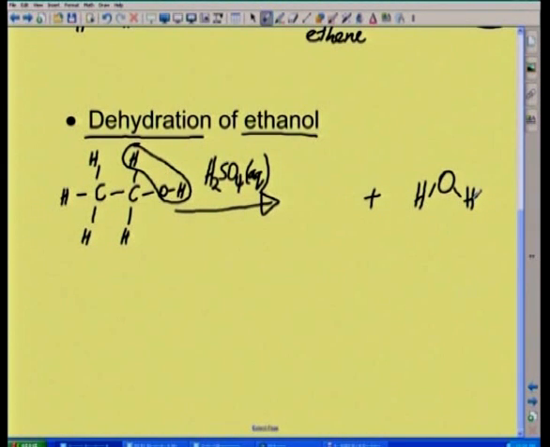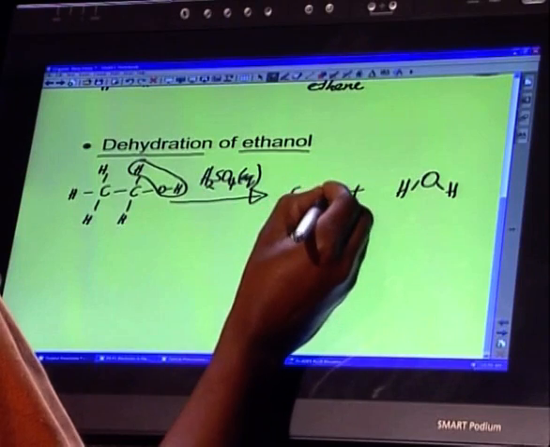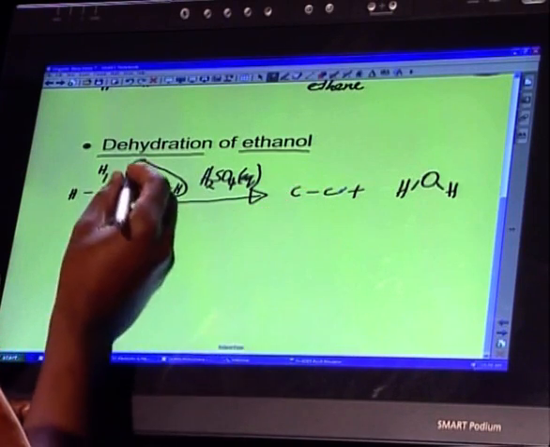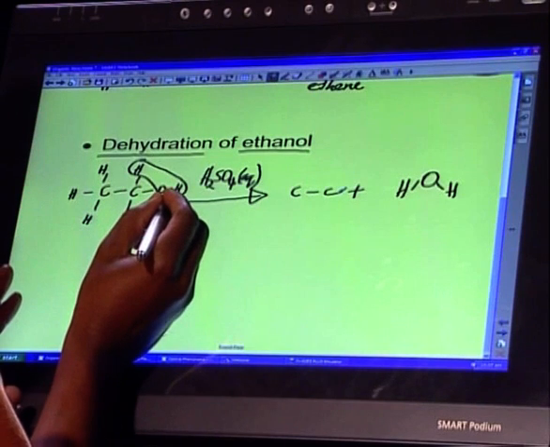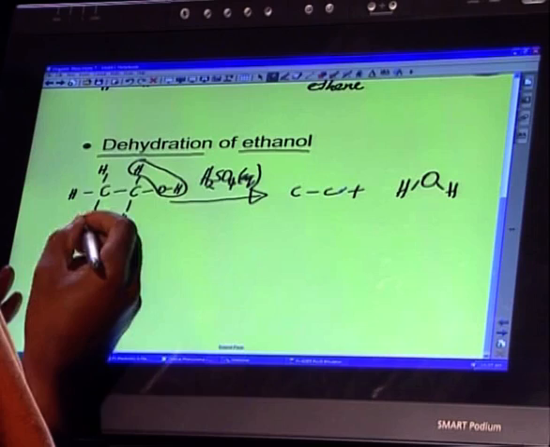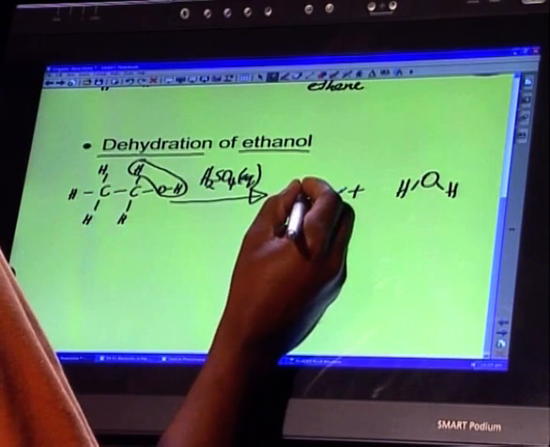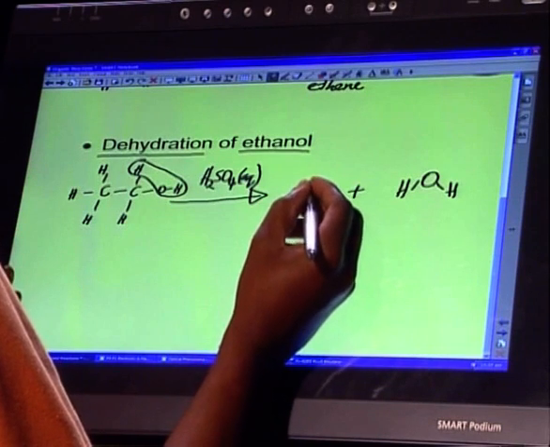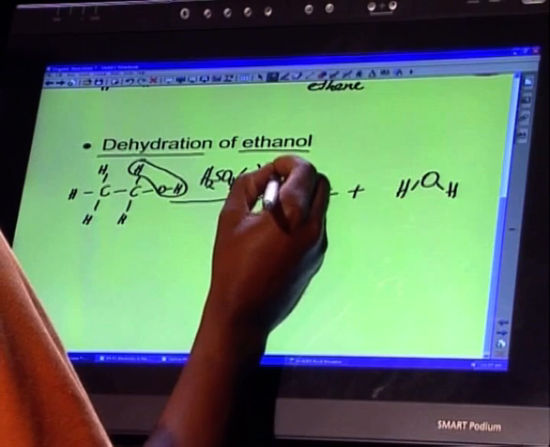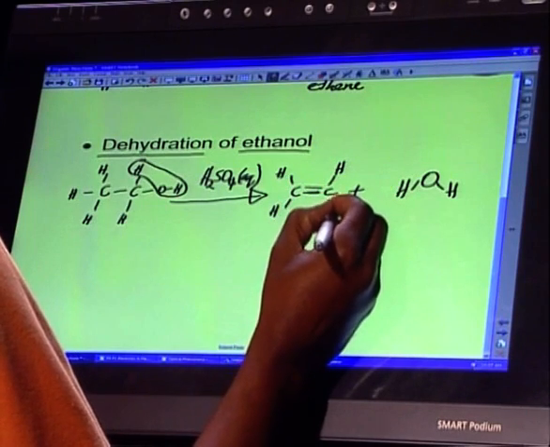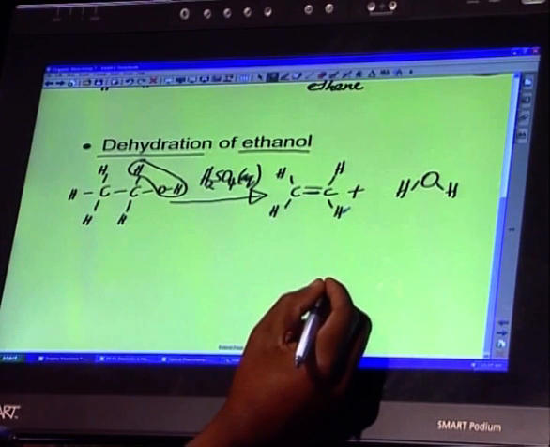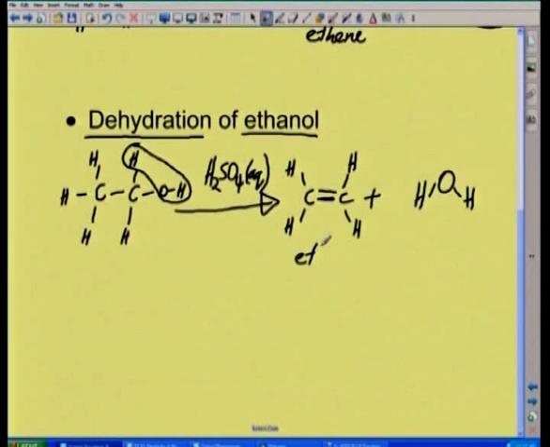Now, what is remaining here is going to be CC. One of the hydrogen atoms here is gone, and the other one is from the OH group. But then we have 1, 2, 3, 4 remaining. A double bond is going to form there, and 2 of the 4 hydrogen atoms will attach themselves to each of the carbon atoms available. Hence the formation of ethene when ethanol is dehydrated.